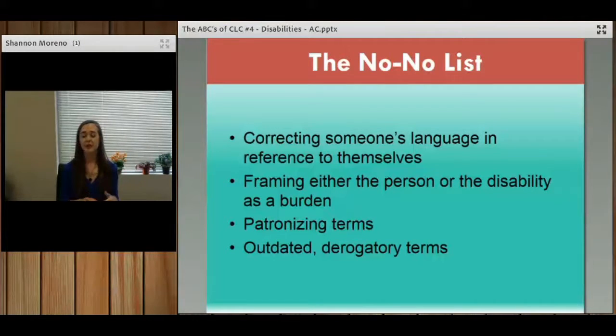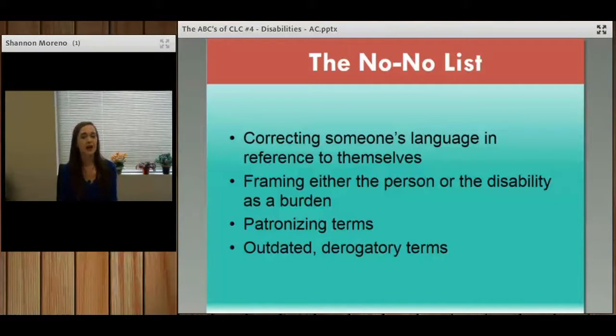People first language, like we were talking about before, does tend to be the safer bet, but if an individual is not using that, we're not going to quote-unquote correct that, you know? They're the person living with a disability, or they're the disabled person, so if they want to use identity first language or they want to use person first language, whatever the case may be, that should be respected.